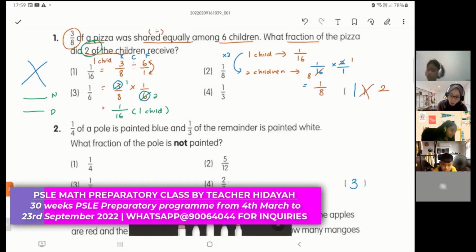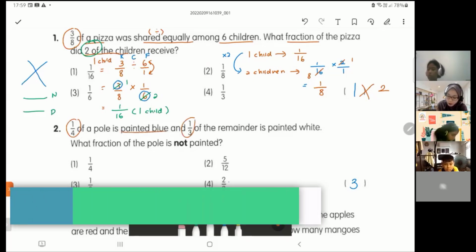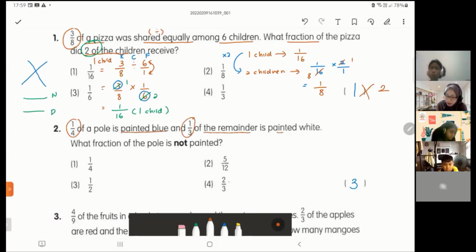1/4 of a pole is painted blue. 1/3 of the remainder is painted white. What fraction of the pole is not painted? Okay, so for this question, if you want to draw a model, you may. If you do not want to draw a model, you can straight away use fractions.